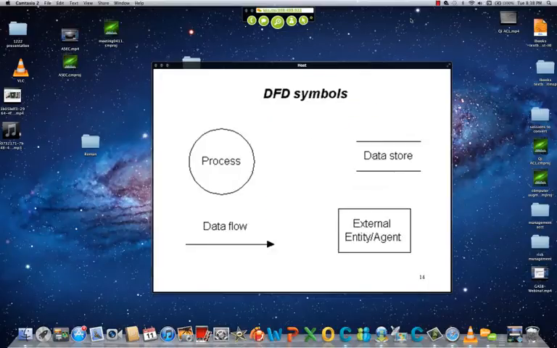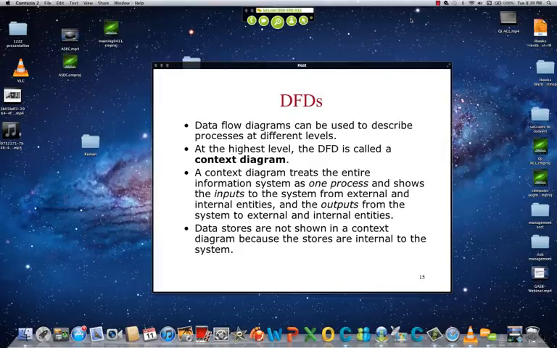So we have four symbols in DFDs. We have a process as a circle. We have an external entity or agent as a rectangle. We have a table or data store, an open-ended rectangle, and we have a data flow, which we depict with an arrow. So let's look at an example.